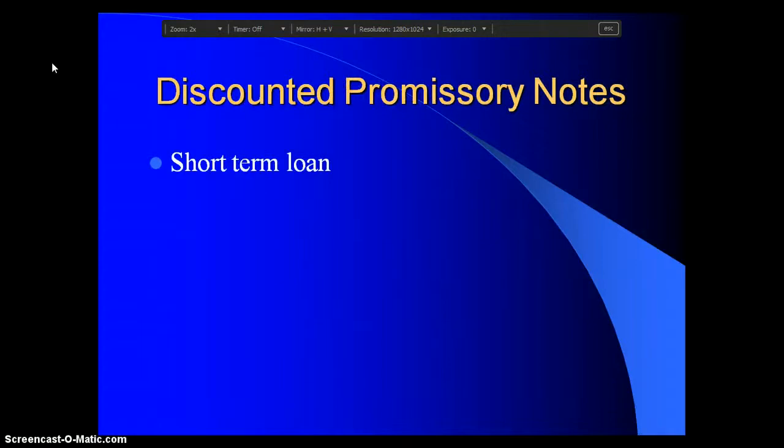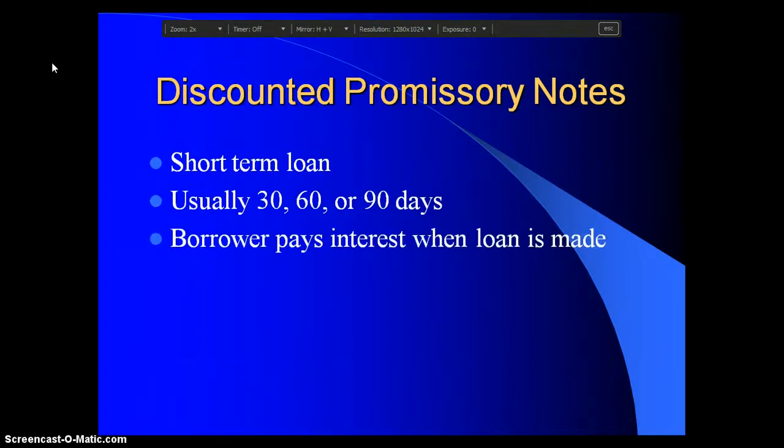These are known as short-term loans. Usually they're anywhere from 30 to 60 days. You do have some that are 90 days. Remember, these are very short compared to our previous promissory notes. You have to pay the interest when the loan is made. You have no choice in this.